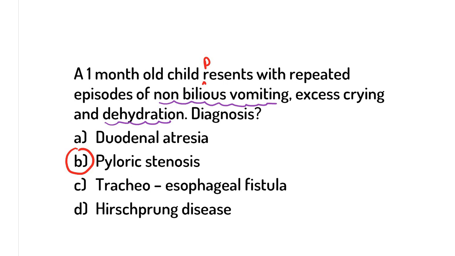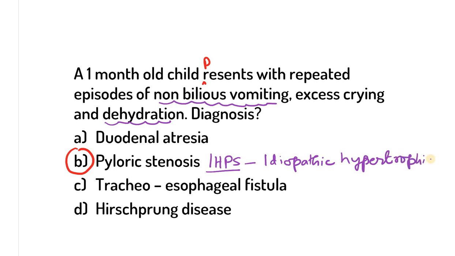What is the correct term? What is the reason for stenosis? It is due to hypertrophy of the pyloric muscle. This is called IHPS. What is this IHPS? It is idiopathic hypertrophic pyloric stenosis. Right. So that is why the child is having non-bilious vomiting along with dehydration.